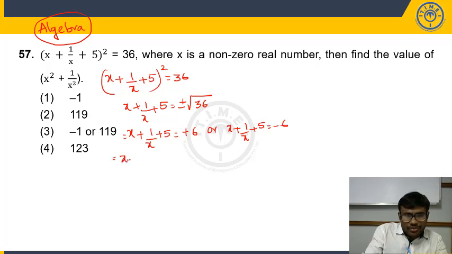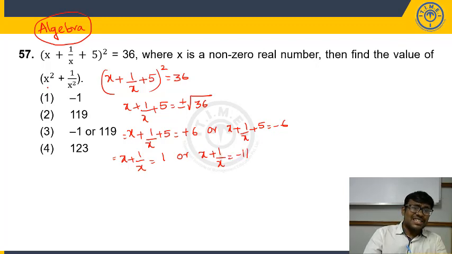So from this, what is x + 1/x? It will be 1, or x + 1/x is equal to minus 11. What is asked to calculate? It asks to calculate x² + 1/x². So to get x² + 1/x², what do we do? We square on both sides.